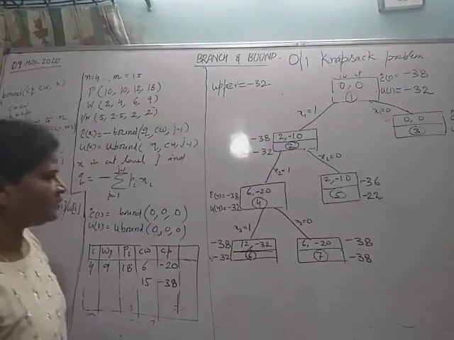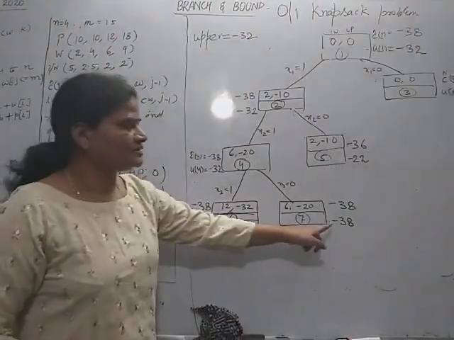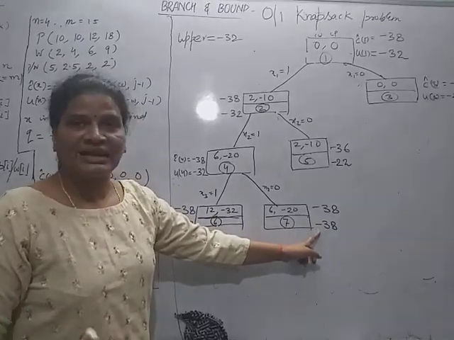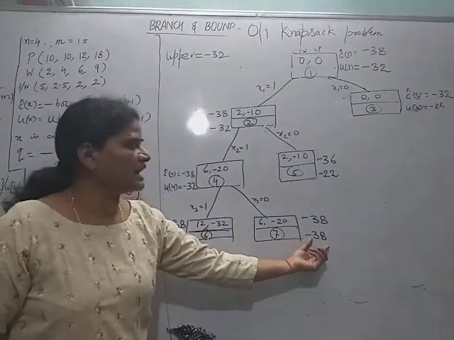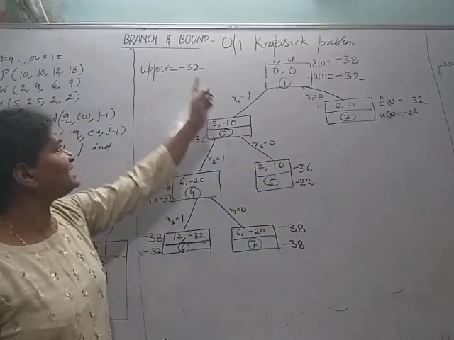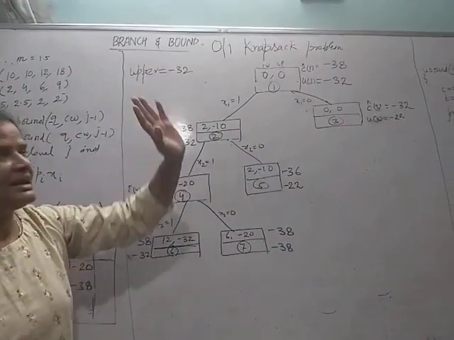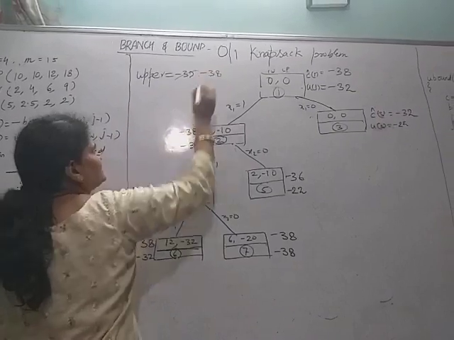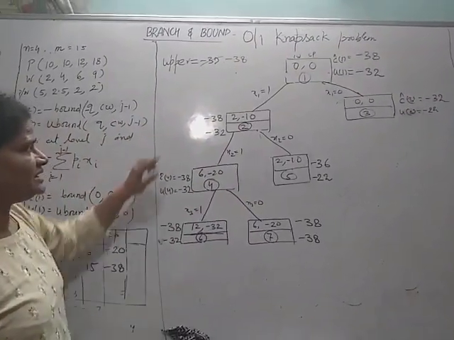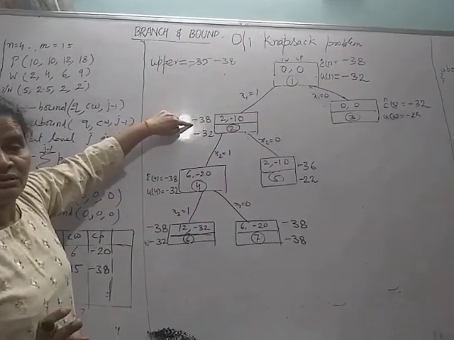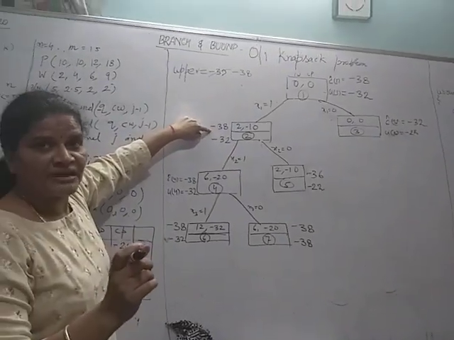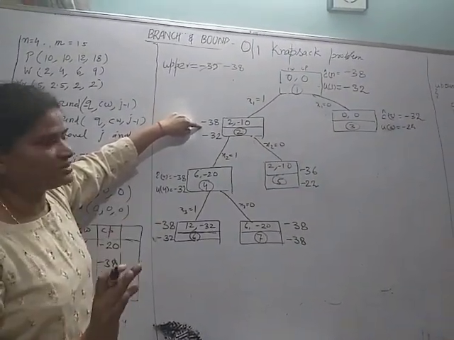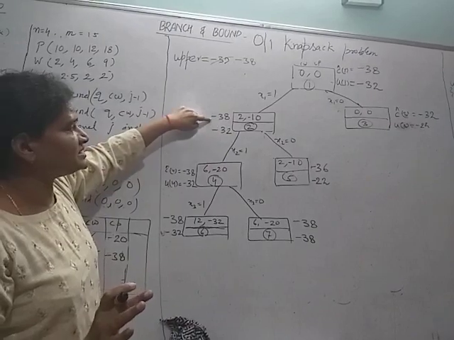Now just as I said, as soon as we get a node whose upper bound is less than upper, then upper will be updated. So the new value of upper is minus 38. Now carefully see here the lower bound. The lower bound gives the cost when fractions are allowed.